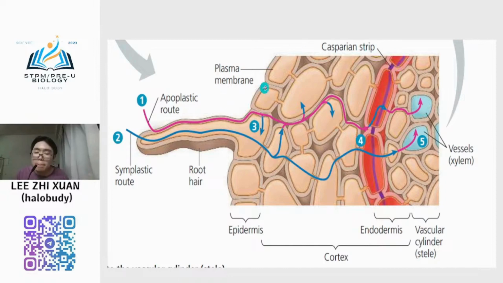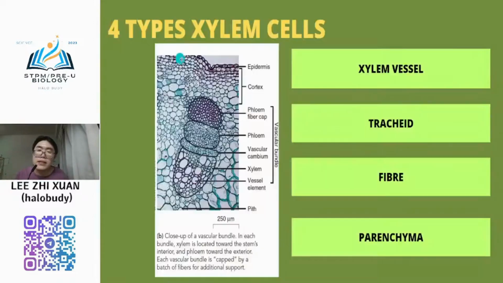This is the place in the plant that absorbs water from the soil. So we know that the root absorbs water from the soil, but how can the root absorb the water? Okay, so this is the topic that you need to learn.